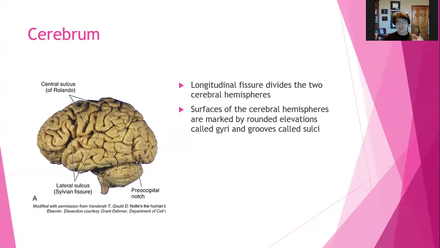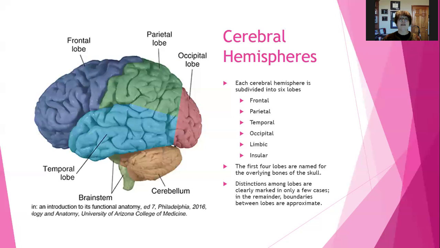Everybody's brain is a smidge different, but they're enough the same that some of the gyri and sulci can be named. So we're different but the same, just like all of our structures. But lots of stuff is going on in the cerebrum. The cerebral hemispheres have 6 lobes. The first 4, frontal, parietal, temporal, and occipital, are named for the overlying bones of the skull. Then there's the limbic and the insular, which are a little more diffuse.